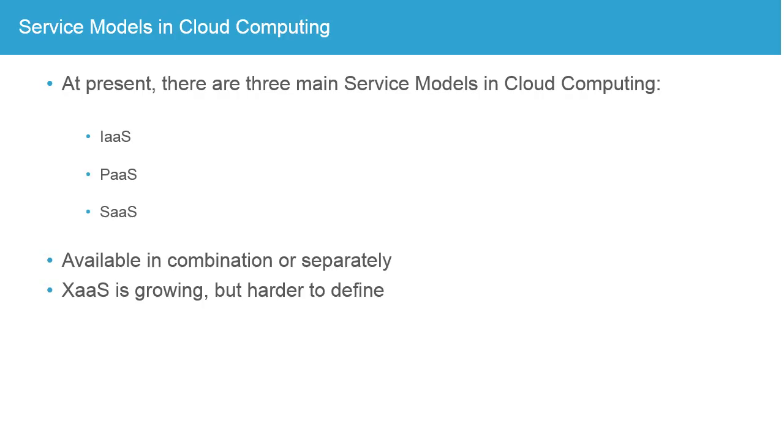There's also an idea of XaaS, or X as a Service, with X meaning just anything as a service. It's like that unknown variable. The idea being that anything that has been provided in the data center previously, people want to find a way to virtualize or put into the cloud. So anything as a service is growing, but it's definitely a little bit harder to define and might not yet be called a service model.